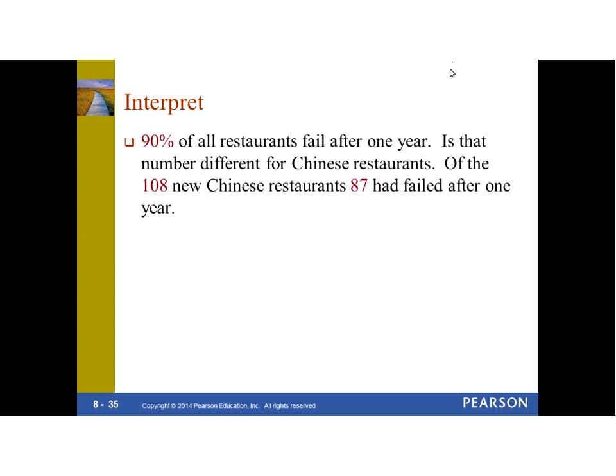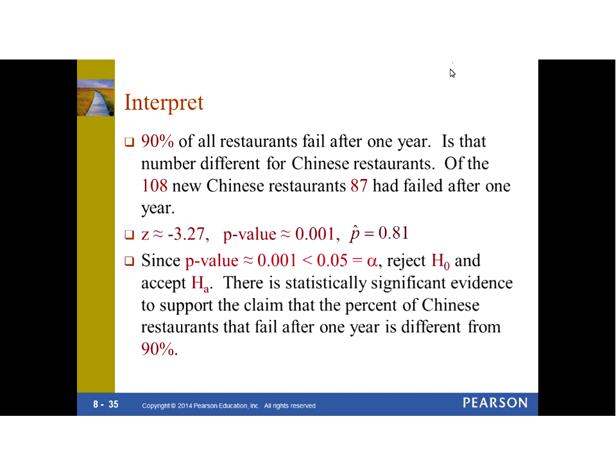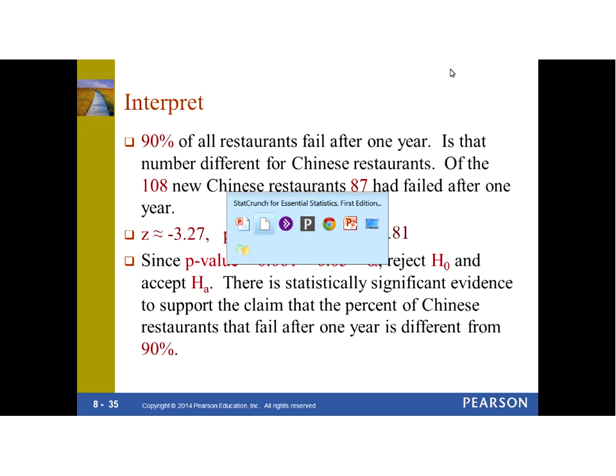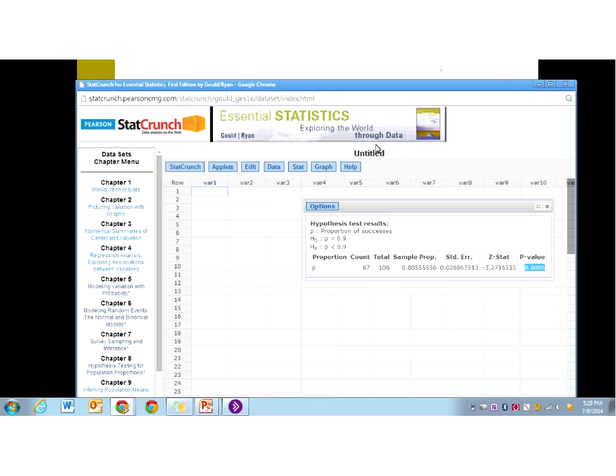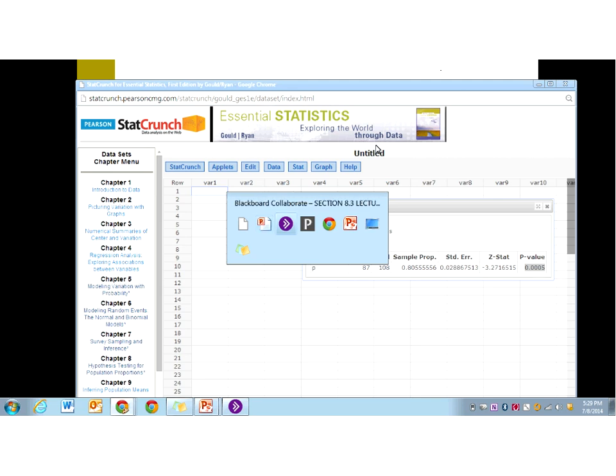90% of all restaurants fail after 1 year. Our p-value is small. So there is statistically significant evidence to support the claim that the percent of Chinese restaurants that fail is different from 90%. Okay. Let's go in and look at a homework problem.